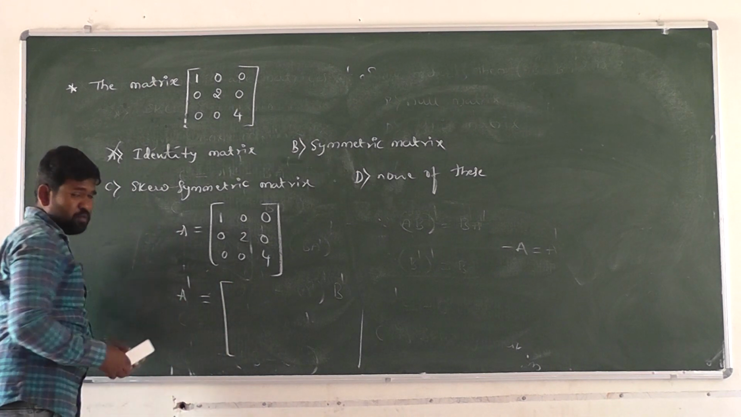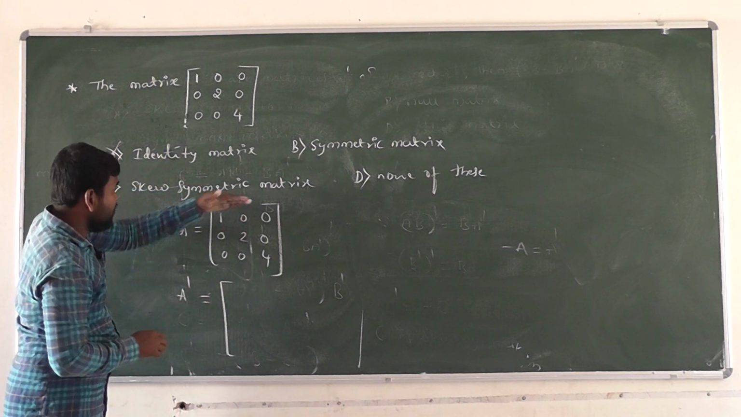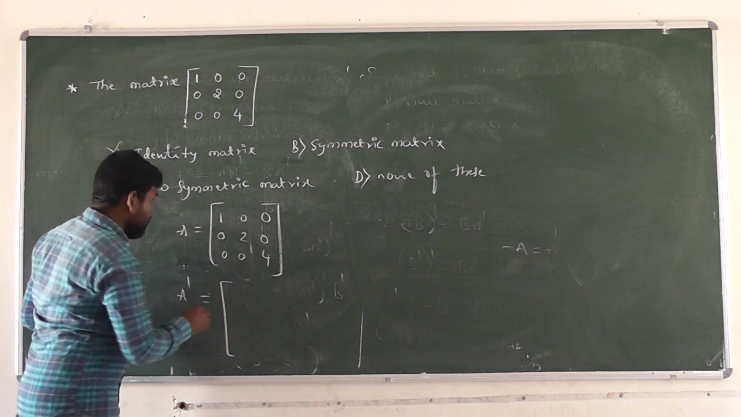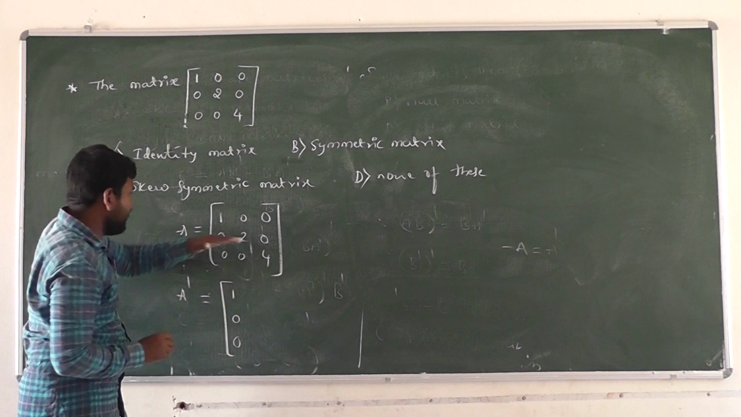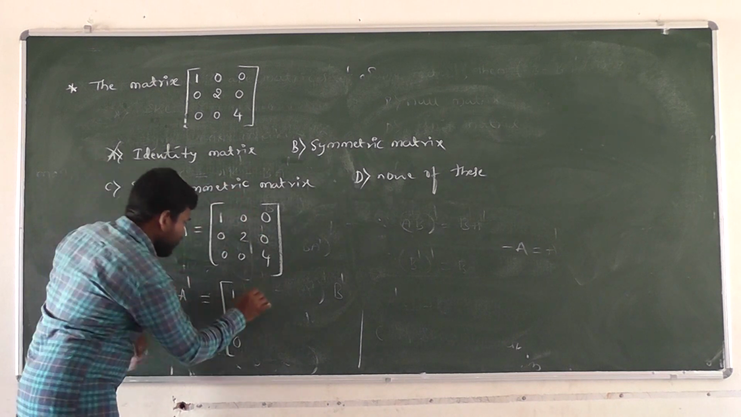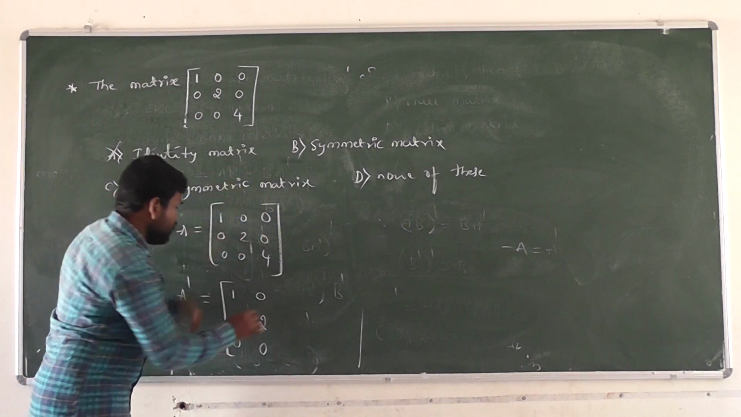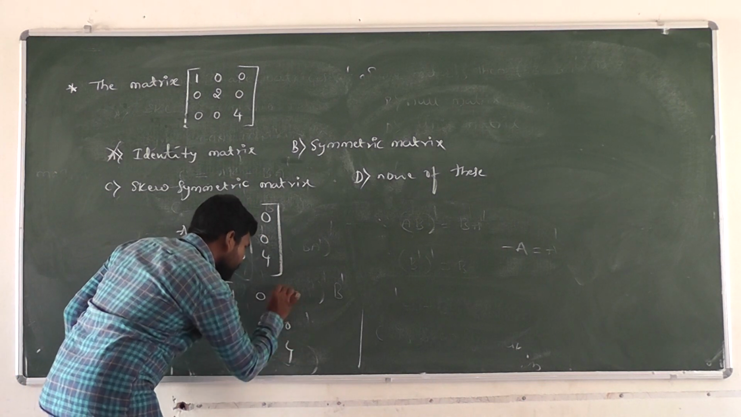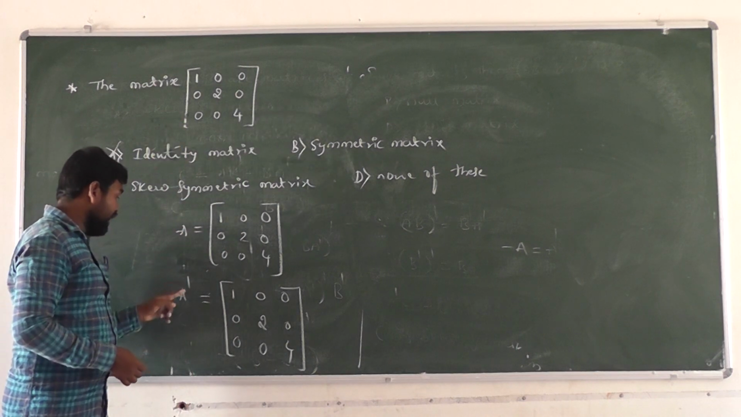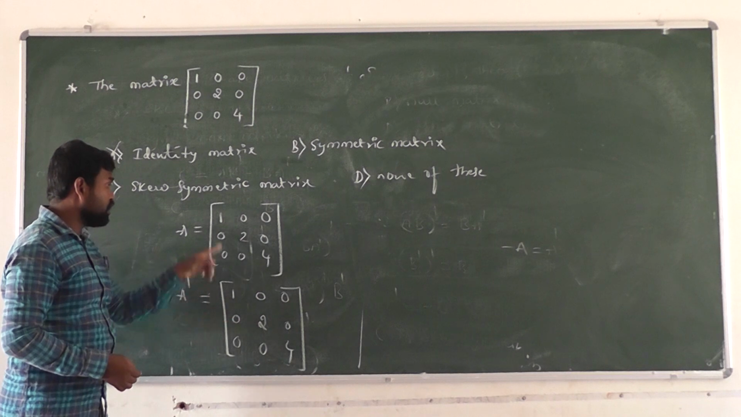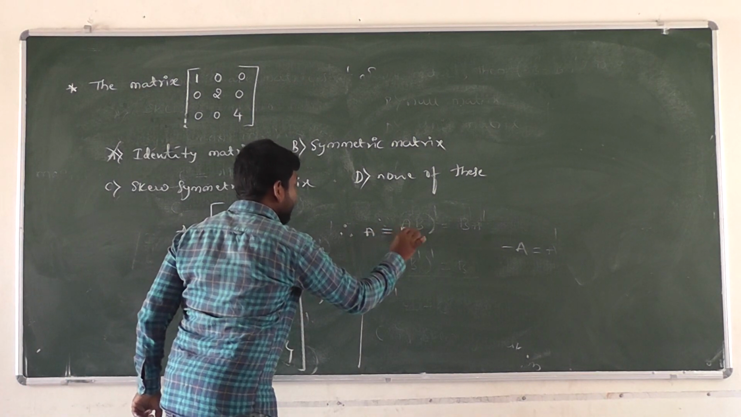What is meant by transpose of a matrix? We interchange the rows into columns. The first row becomes the first column, giving 1 0 0. The second row becomes the second column, giving 0 2 0. The third row becomes the third column, giving 0 0 4. The matrix A is given already, and A and A transpose are both the same. Therefore A equal to A transpose.